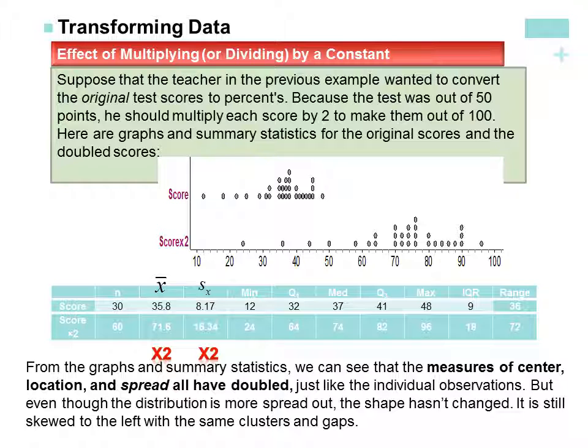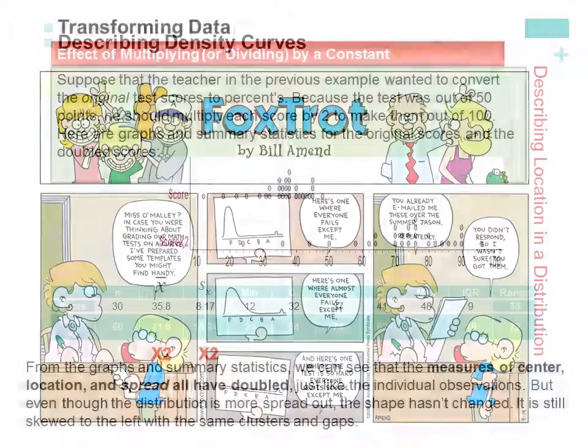From the graphs and the summary statistics, we can see that the measures of center, the location, and the spread have all doubled, just like all of our individual observations. But even though the distribution is more spread out, the shape hasn't changed. It's still skewed to the left with a few clusters and gaps. So the shape doesn't change, but the spread does. We still have a long left tail, still skewed to the left.